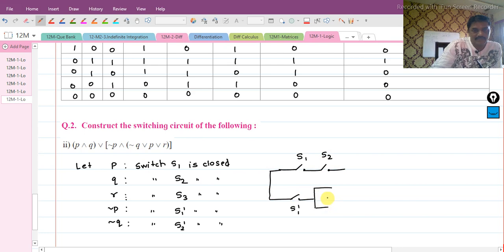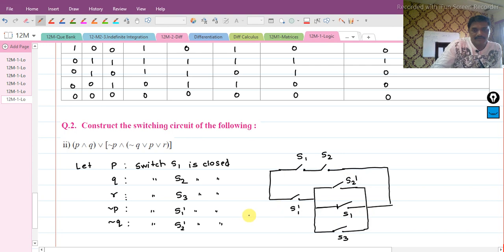ये सीरीज में है इन दोनों के, तो यहाँ पर होगा पैरेलल. पैरेलल किसका है? पैरेलल है नेगेशन Q, मतलब S2 dash. P मतलब S1 and R, that means it is S3. This is S3. So this is like this. ओके, इस तरह का सर्किट है.